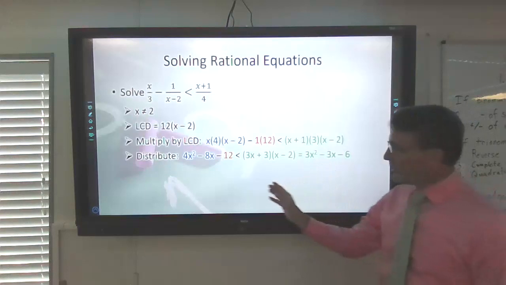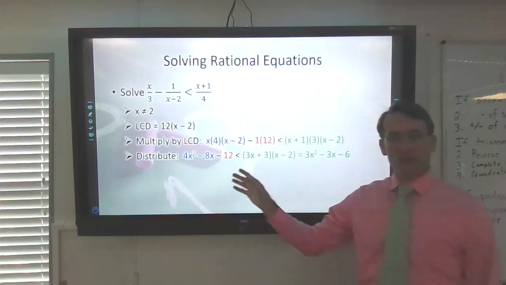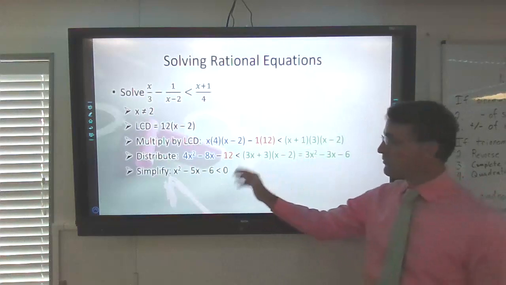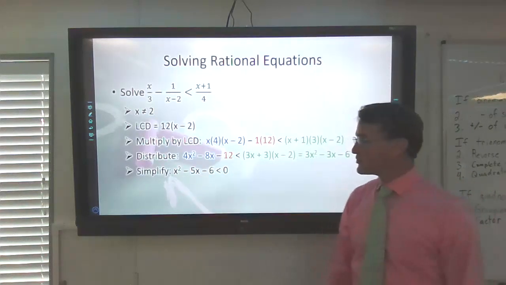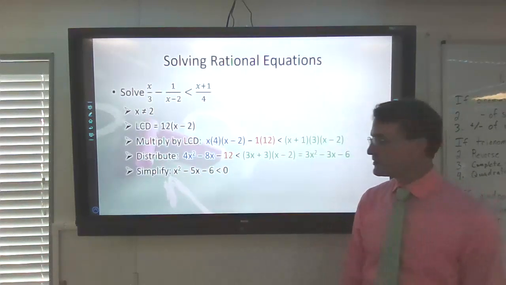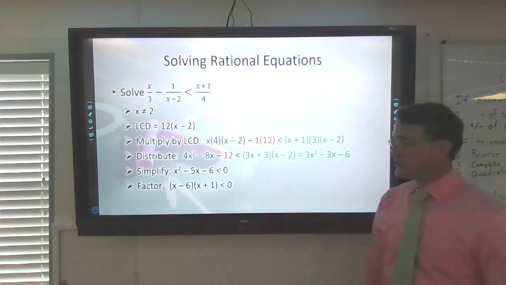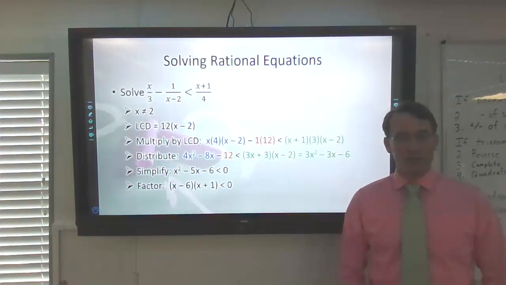Now I can get all my x squared terms to one side. In fact, I'm going to make this a standard quadratic. So I'm going to get everything over to one side. That gives me x squared minus 5x minus 6. And now I'm going to factor. When I factor, I get x minus 6 and x plus 1.